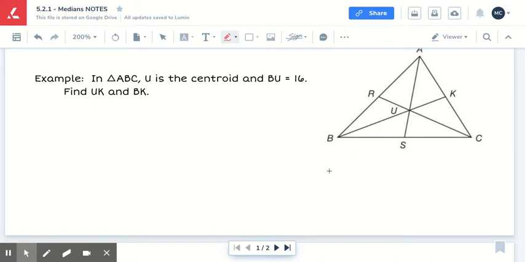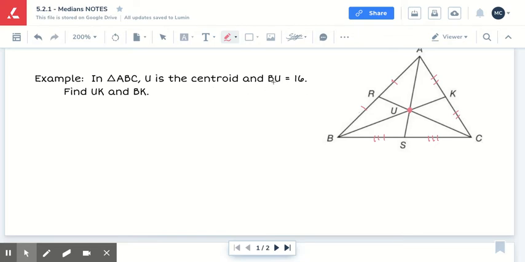For our first example, they tell us that in triangle ABC, U is the centroid. So they're telling me this is the centroid. I want to pull some information out of that real quick. Since U is the centroid, each of these, where they intersect, would give me a midpoint. That tells me immediately that I've got three pairs of congruent line segments.